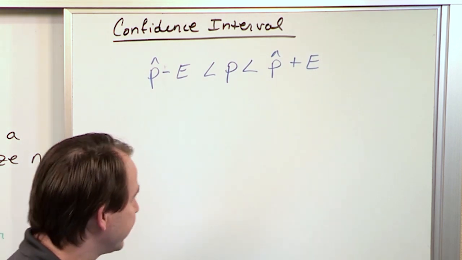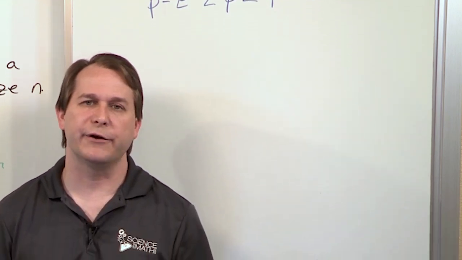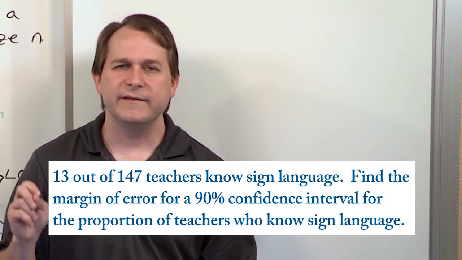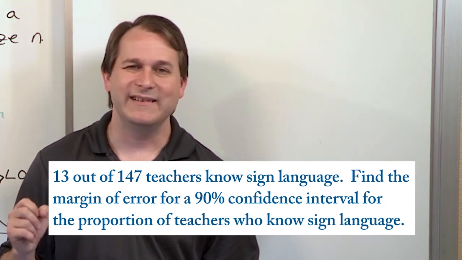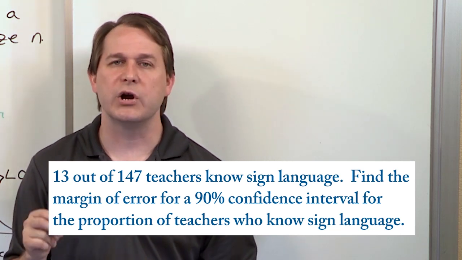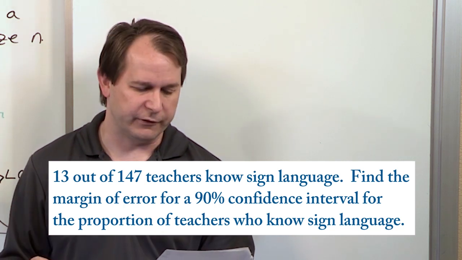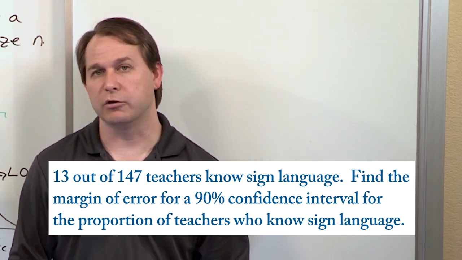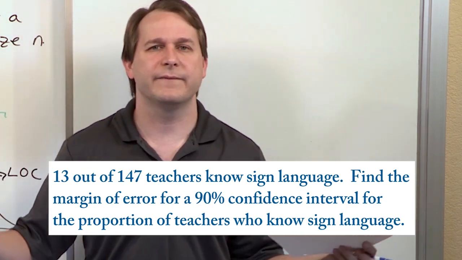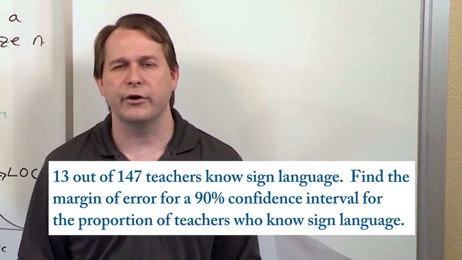So let's get a little bit of practice. This isn't going to be a complete problem, but we'll get our feet wet here, and then we'll do a few problems in the next few sections. Let's say 13 out of 147 teachers know sign language. Find the margin of error for a 90% confidence interval for the proportion of teachers that know sign language across the country. You have thousands of teachers, maybe tens of thousands or more, and you want to know what percentage of them know sign language.